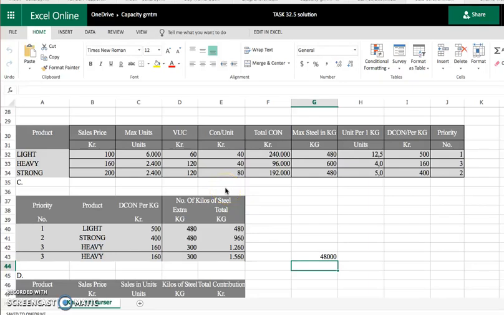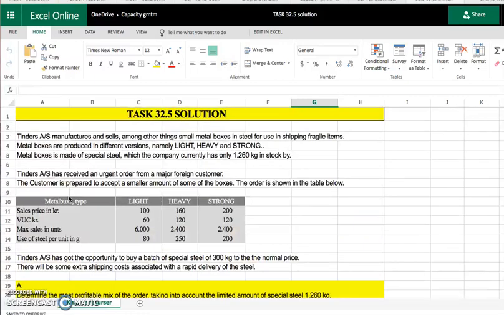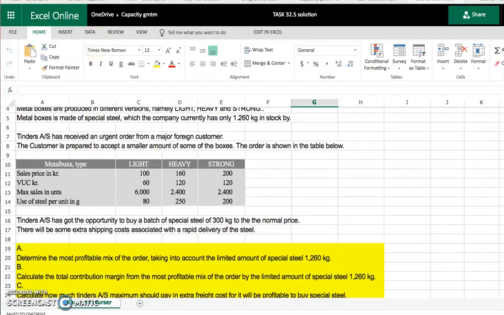Okay guys, so this is a small run through of task 32.5. The idea in this task is that you have three products, called light, heavy, and strong. Then we're provided with some information: the sales price, the variable unit cost, the match sales in units, and used steel per unit in grams.